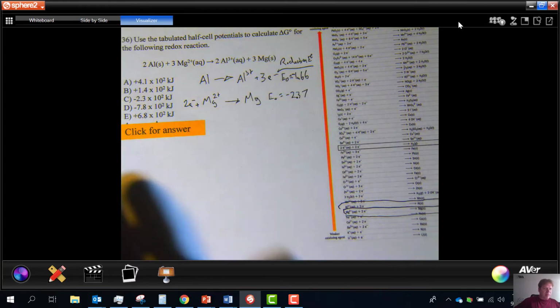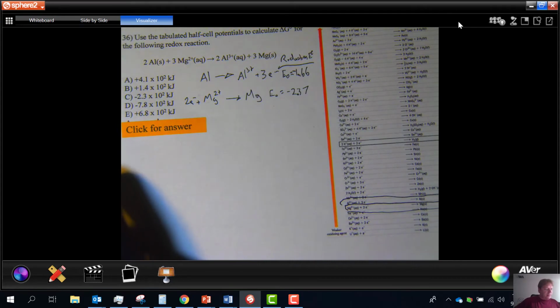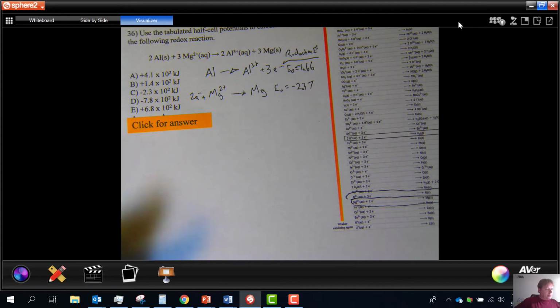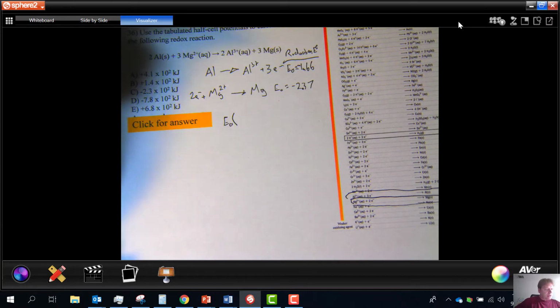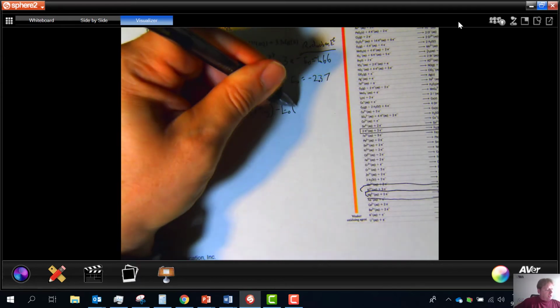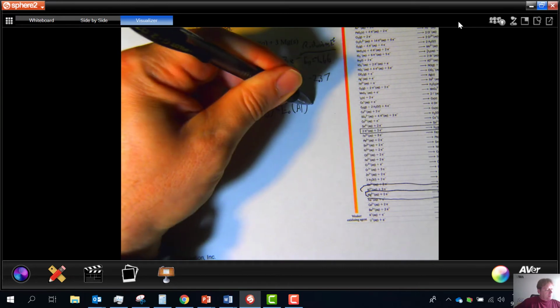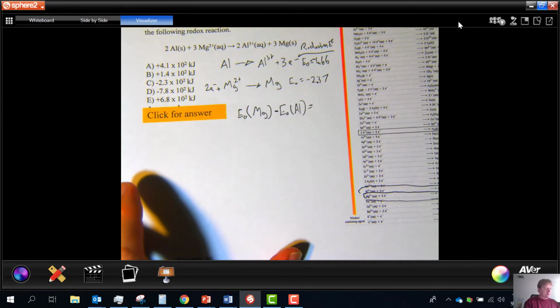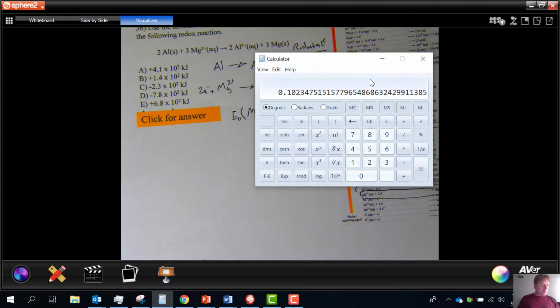So in writing down the reduction potentials, for this reaction this one will be flipped around. Okay, so what we'll have is, I'm going to write it like this. The potential for magnesium minus the potential for aluminum is the cell potential. So we'll do the math there. So we have, for the magnesium, we have negative 2. Oops, let me start over there.